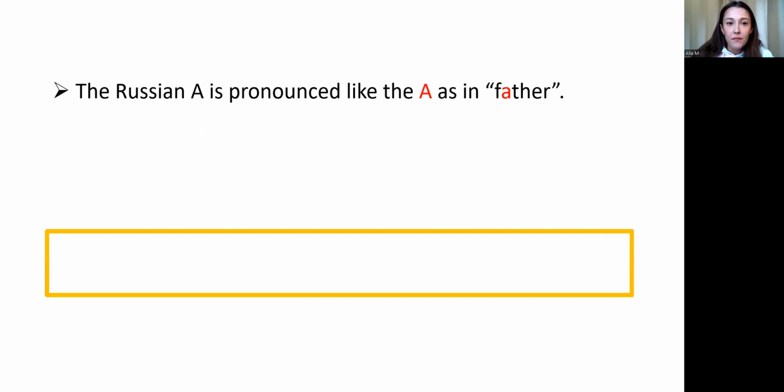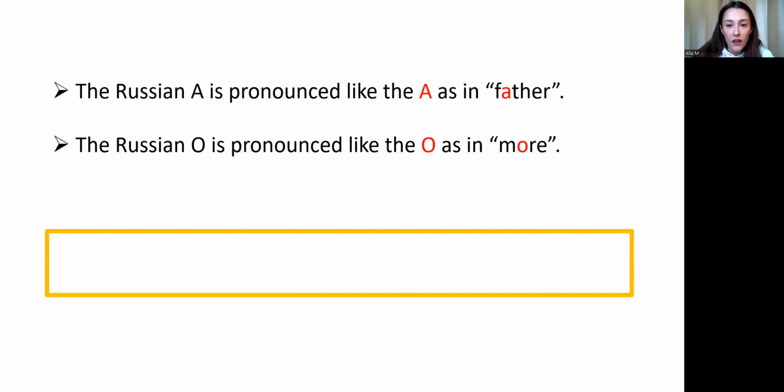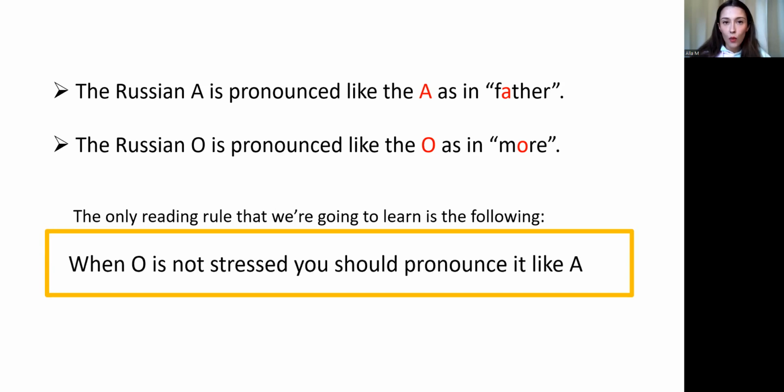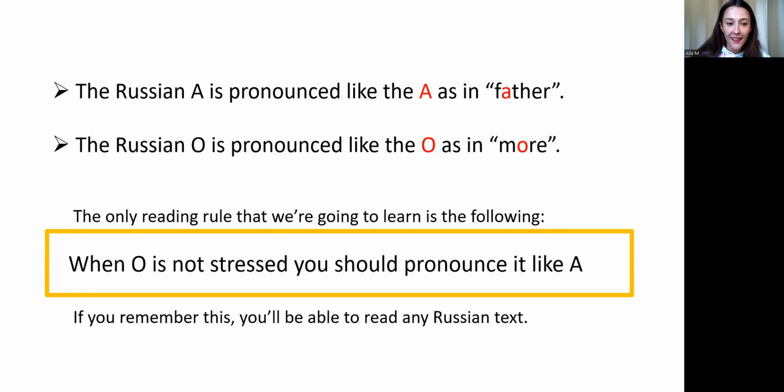The Russian A is pronounced like the A as in father. The Russian O is pronounced like the O as in the word more. The only reading rule that we're going to learn in this lesson is the following. When O is not stressed, you should pronounce it like A. That's the only reading rule that we are going to learn. If you remember this, you'll be able to read any Russian text. Isn't that cool? I think it's awesome. Let's move on to the next slide.